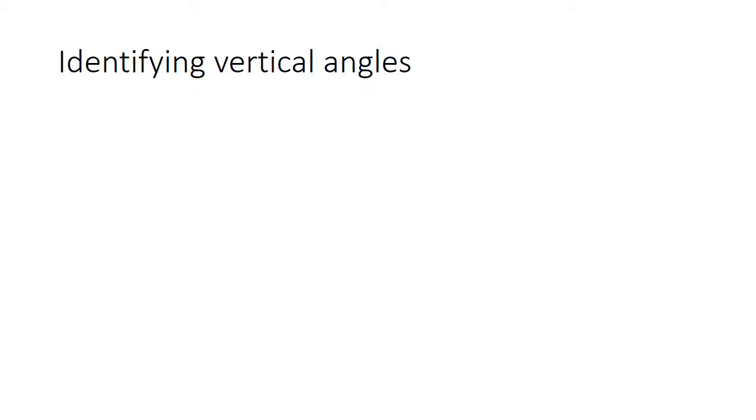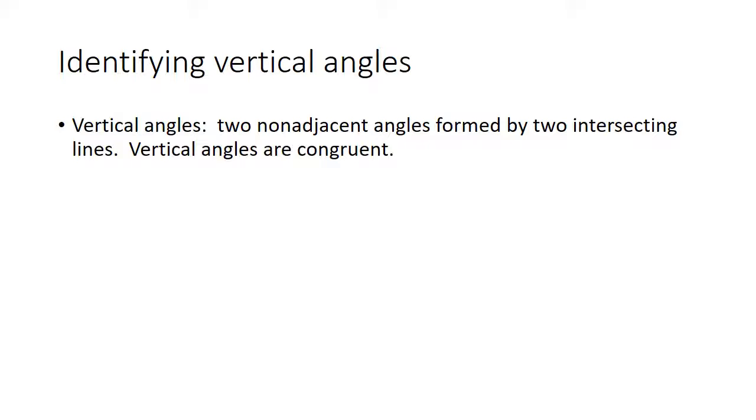Vertical angles is another type of angle that you can have. So if you have two non-adjacent angles, that means they do not share a side. They may share a common endpoint, but they do not have a common side. We always say that vertical angles are the same size. Here's what I'm talking about.